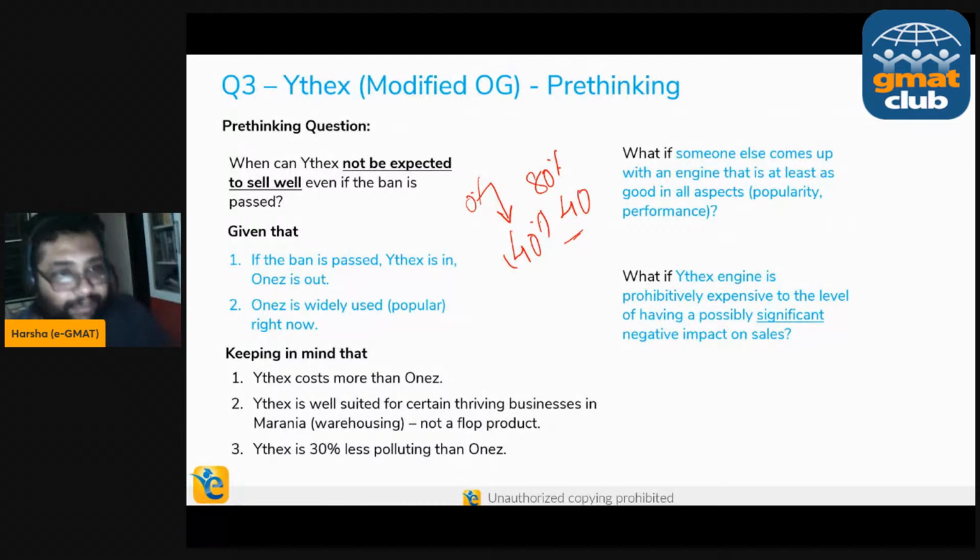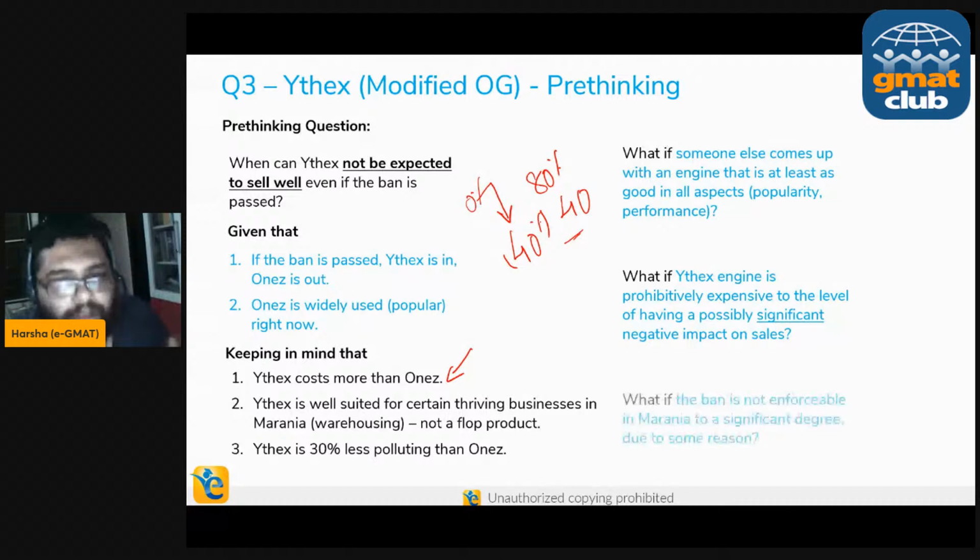Meanwhile, there are other things that you can think about. I'm not going to deliberate on that, but I could come up with three when I solve this. What if, for example, the author has already factored in cost? He's told us that Vitex is more costly than Ones, but what if it is prohibitively costly to the point that you cannot expect a decent amount of sales? You cannot have that expectation of selling well because of the prohibitive nature of the price. It's a little too expensive.